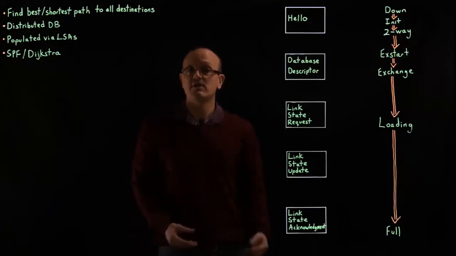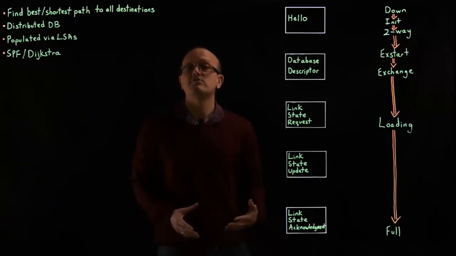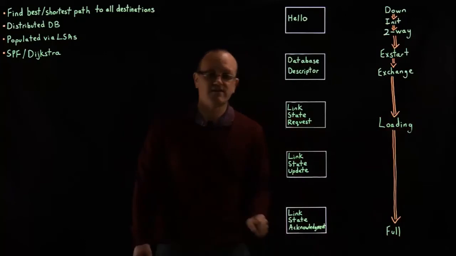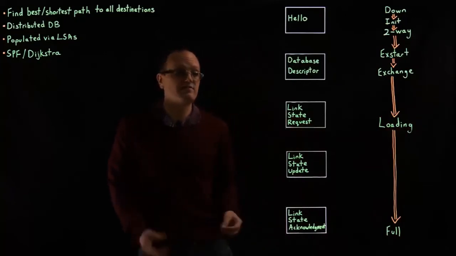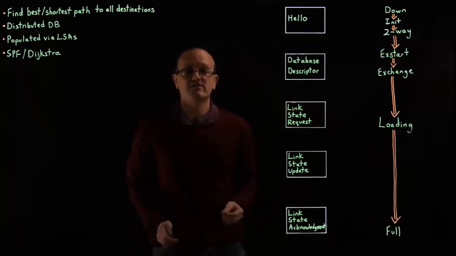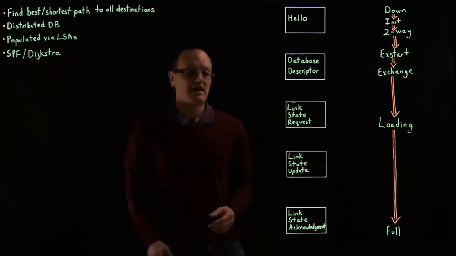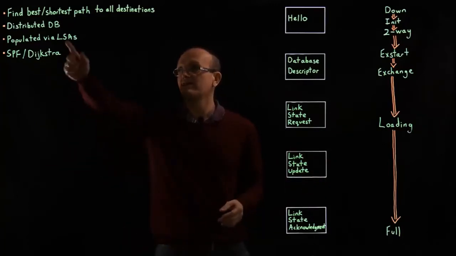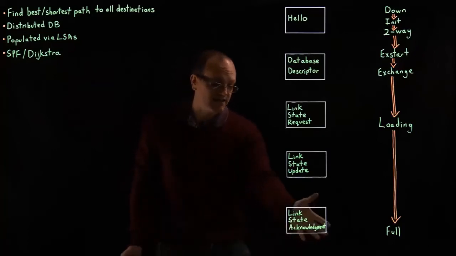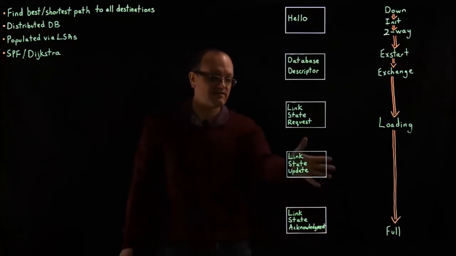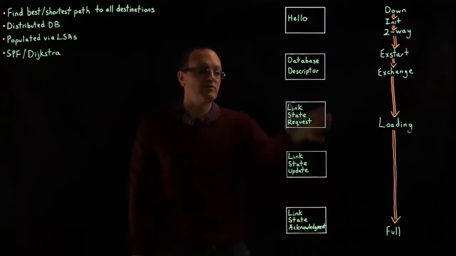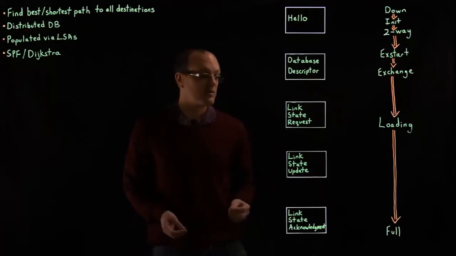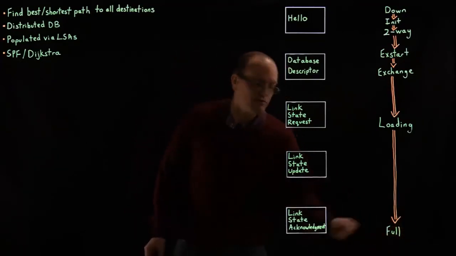Once we've exchanged the local state of our databases, we can then move to bring those databases into synchronization, which is what happens in the loading state. And in the loading state, this is a series of sending link state requests where we're requesting missing LSAs, the link state updates where we're sending those LSAs that have been requested, and the link state acknowledgements where we're acknowledging the link state updates that have been sent. And once all of these packets have been exchanged and the local and the remote databases are in sync, we can then say that we're in full adjacency state.